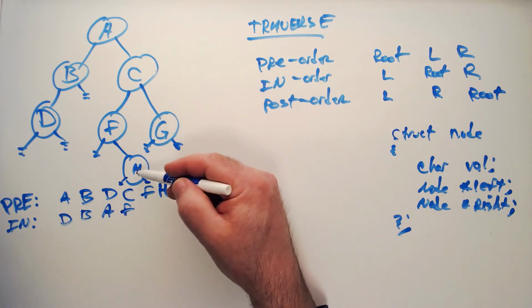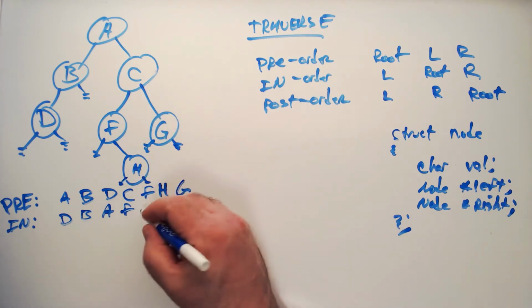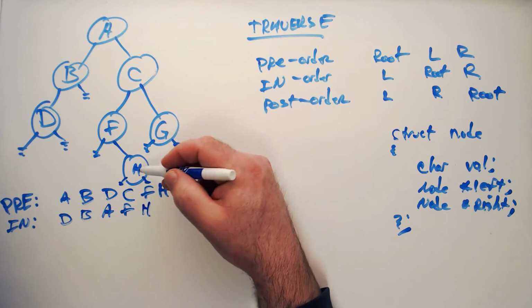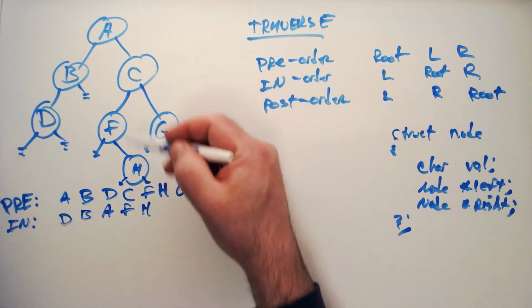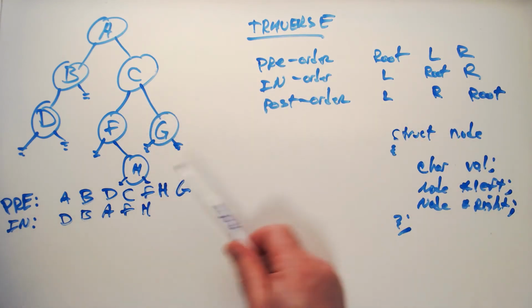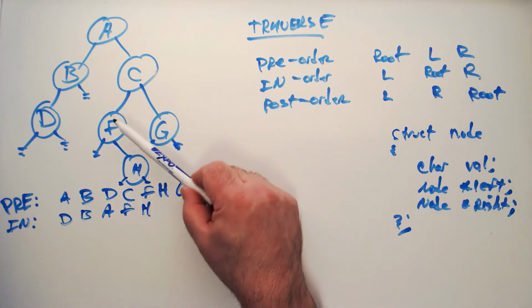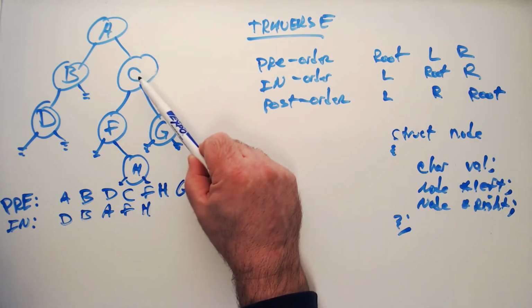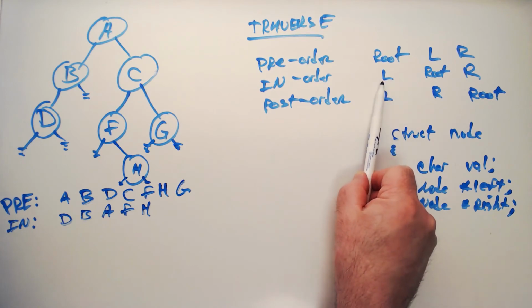Okay, what does he do? Visit left. Nothing. Visit himself. Done. Visit the right guy. Done. His whole thing is done. Return to work in progress up here at F. F just finished his right child. He's done. Move back to work in progress up here at C, who just finished his left child.